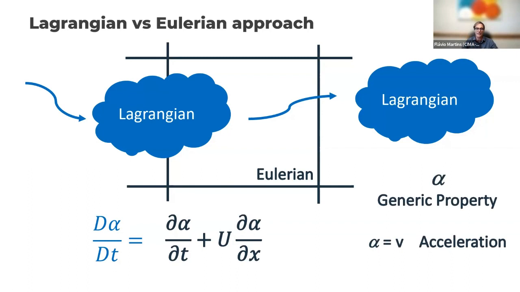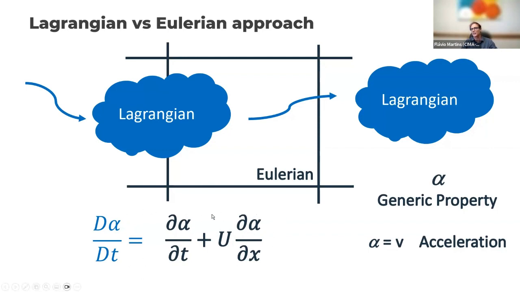Okay, and in this case, instead of temperature, I put alpha. Alpha is a generic property. For example, if alpha is V, the property that we are transporting is the linear momentum. The linear momentum is mass times velocity, okay? So if alpha is the velocity, this is an equation that analyzes the variation of the velocity. And the variation of the velocity in time, you know, it's acceleration. So this is a momentum equation.